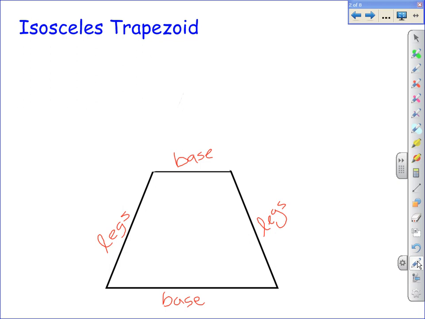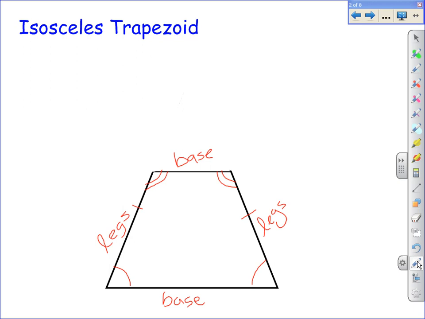Now the base angles in a trapezoid are congruent. So the bottom two angles are congruent to each other, just like they would be in an isosceles trapezoid or an isosceles triangle. And the top two base angles are congruent to each other. And the legs are congruent. Okay, you're going to be using those characteristics to set up equations, so make sure you know that vocabulary and which parts are congruent to each other.